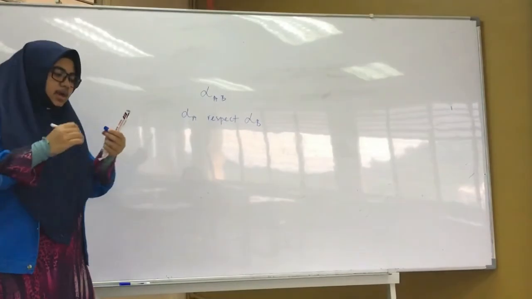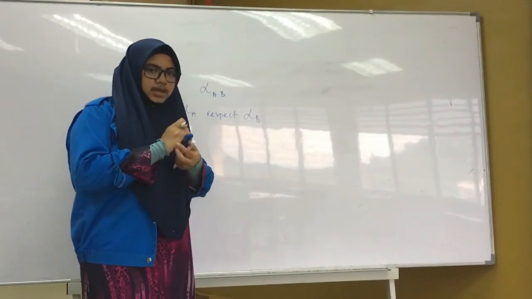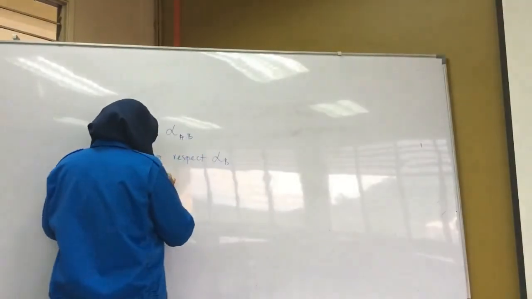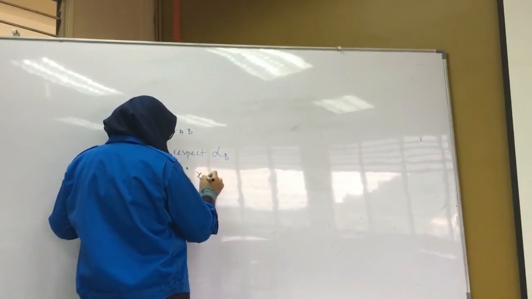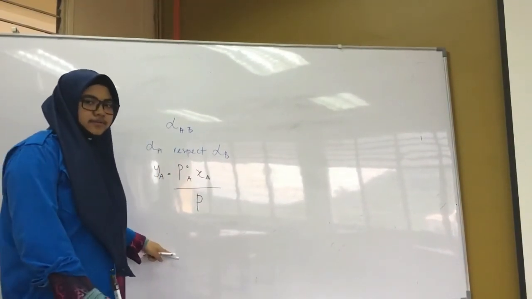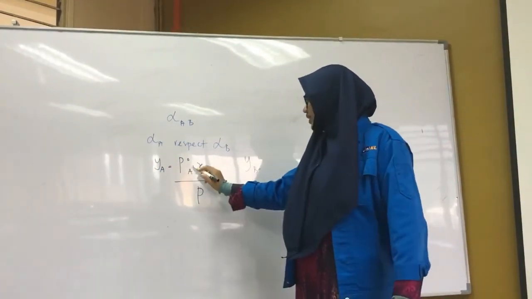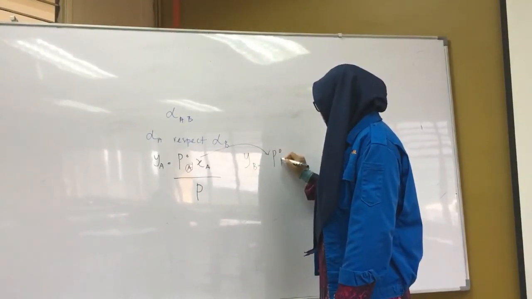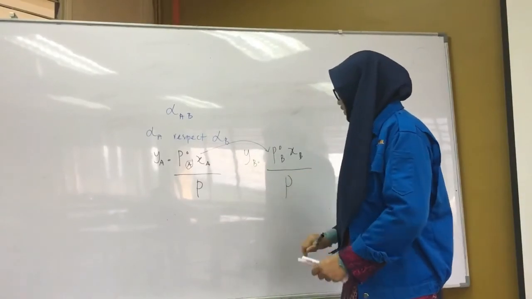There are a few formulas to calculate YA, XA, and the relative volatility. This is the first formula. The formula for YA is vapor pressure of A times mole fraction of A divided by pressure. Meanwhile, for YB, it is the same formula, just with a different component. This one is A, so change it here and it becomes B: vapor pressure of B times mole fraction of B divided by pressure.